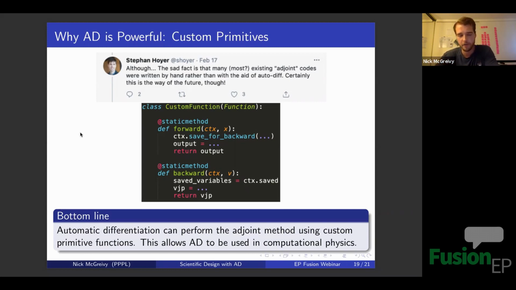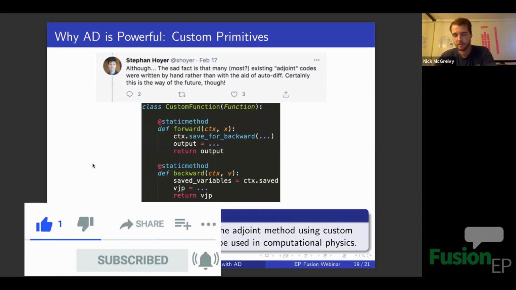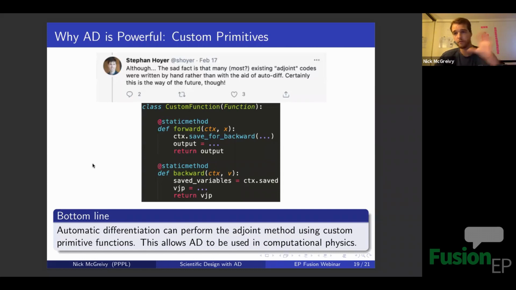So the bottom line, if any of this went over your head, is that automatic differentiation can perform the adjoint method using custom primitive functions, and this allows AD to be used in computational physics. I'll say that the software for doing this for general purpose scientific computing right now has not been fully developed, and the folks at Google, I think, are working on this. At least they told me they are. And if you're doing finite element method, there's a really good existing software package that I can point you to, but that's less plasma physics and more kind of engineering.